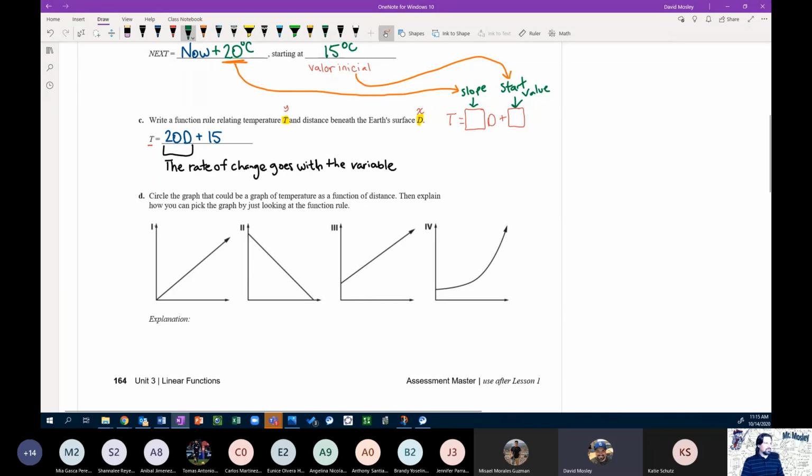Okay, so we have rule 1, that's showing an increase. Rule 3 shows an increase. Rule 4 shows an increase. Rule 2 is a decrease. So rule 2 does not work. Okay. Is rule 4 a line?